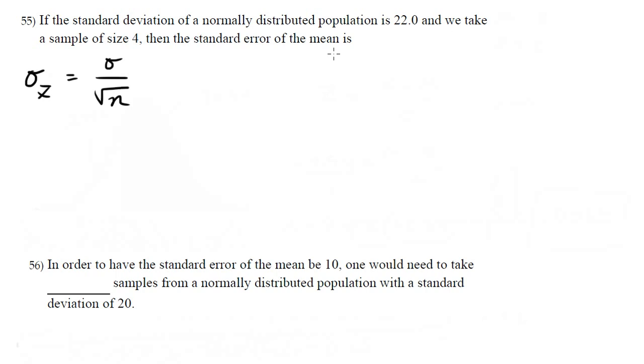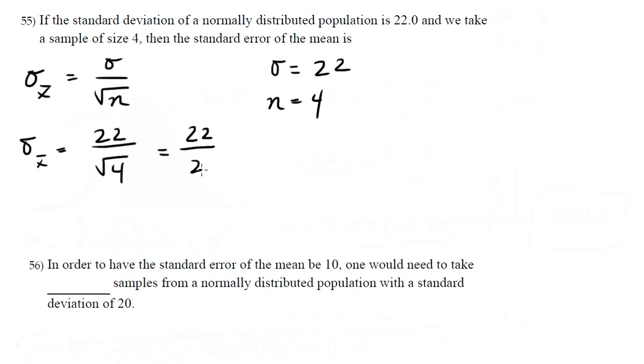So we're given sigma, the standard deviation is 22, and the sample size is 4. Let's just plug it in and see what we get. The standard error is 22 divided by the square root of 4. That's 22 divided by 2. Standard error of the mean is 11. That's it. I know you're surprised.